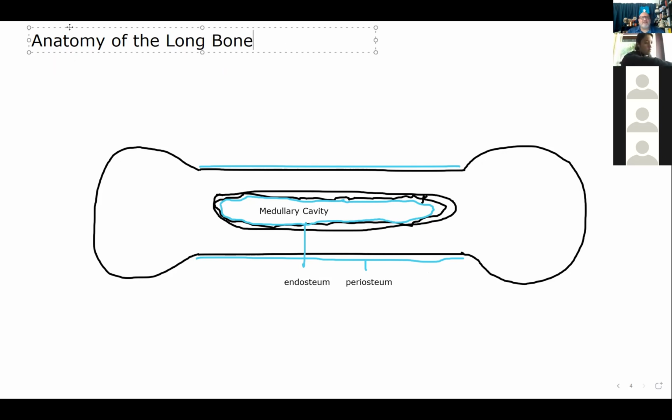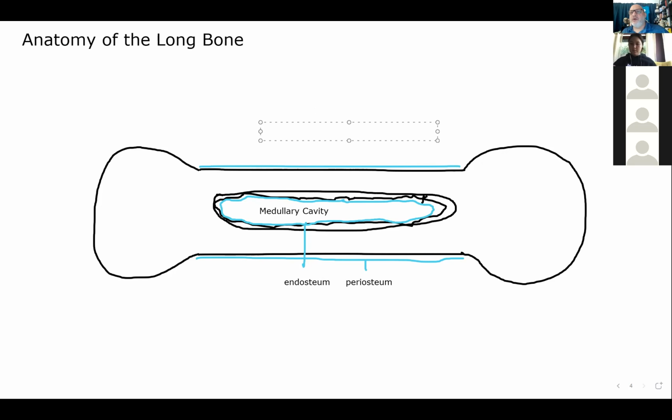I mentioned it has a singular elongated shaft, but are we going to get away with a term like shaft in an anatomy and physiology class? No, of course not. So what is the appropriate anatomical term for the shaft of the bone? Diaphysis? Yep. It is the diaphysis. Excellent.